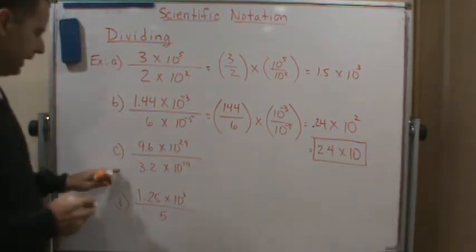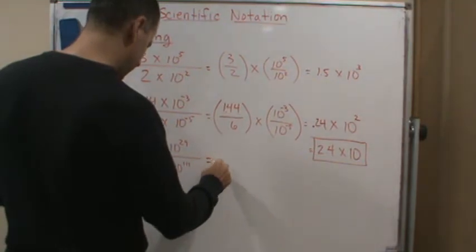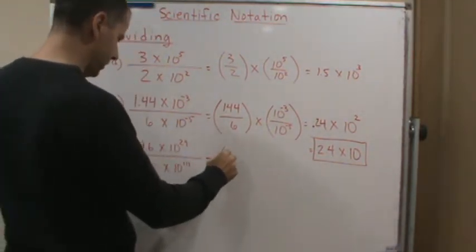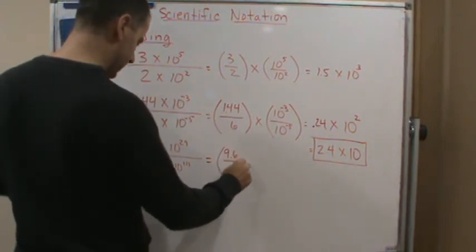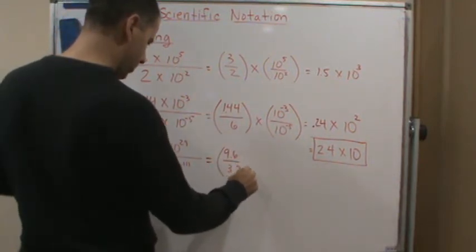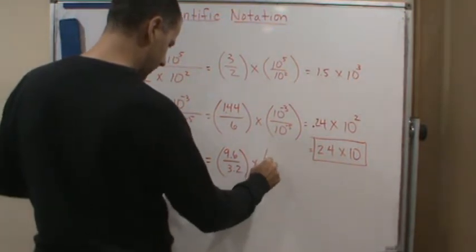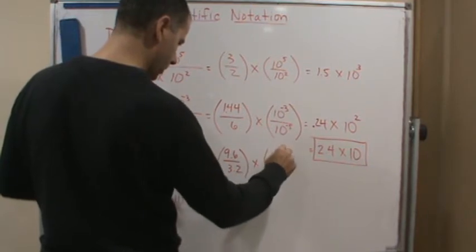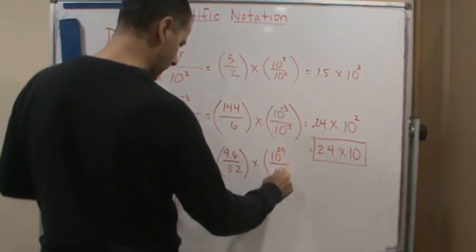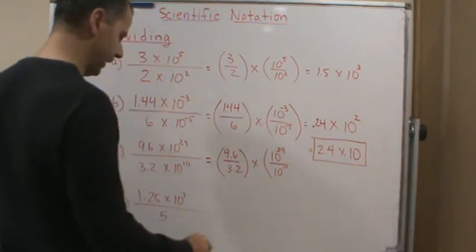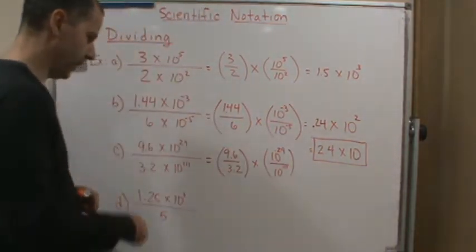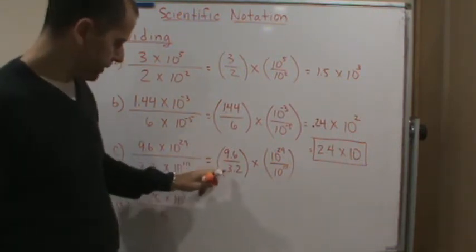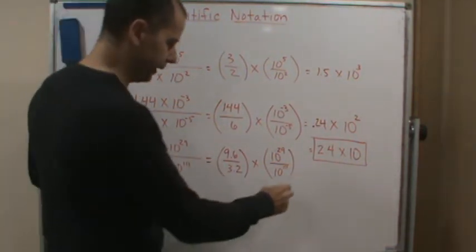Okay? Again, just see the pattern. Okay, now let's do C. Now C, we're going to, again, split it up into the product of two fractions. So it's going to be 9.6 divided by 3.2 times 10 to the 29th, divided by 10 to the 111th power.